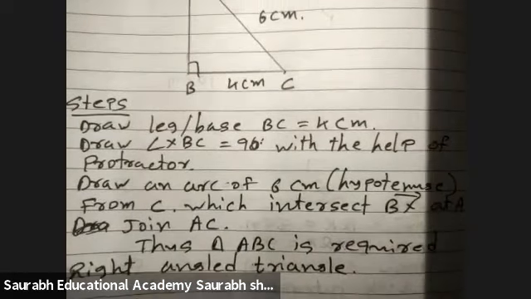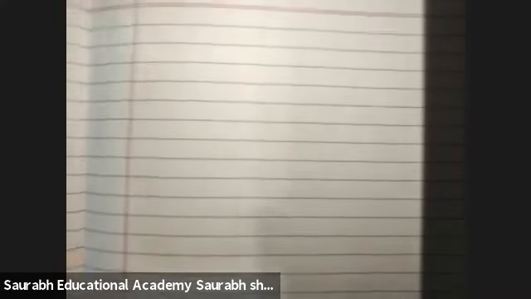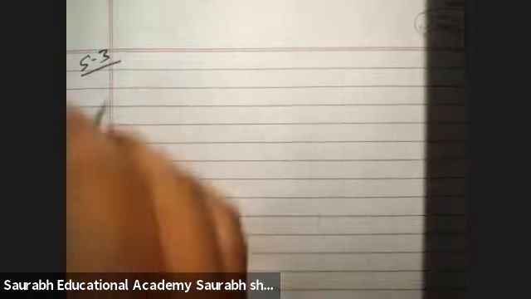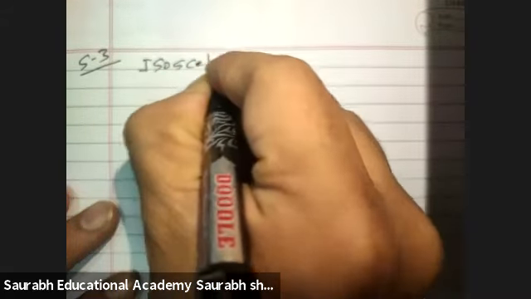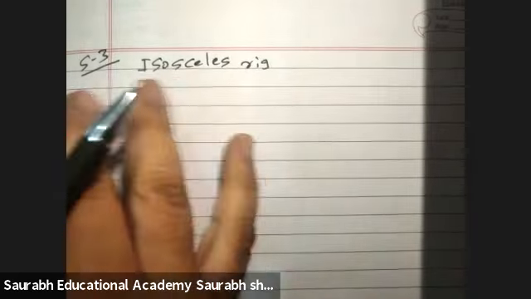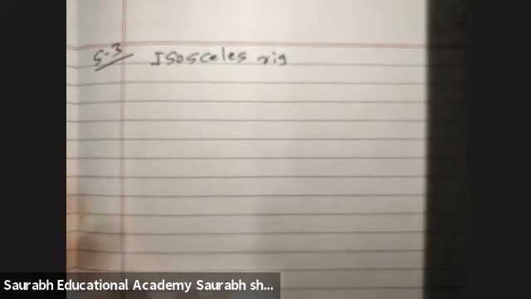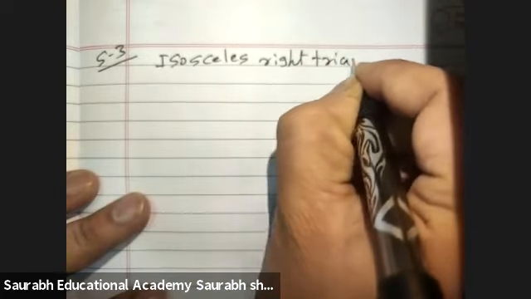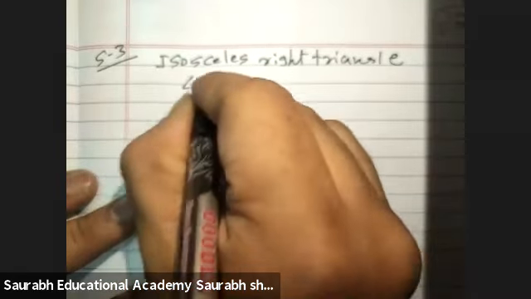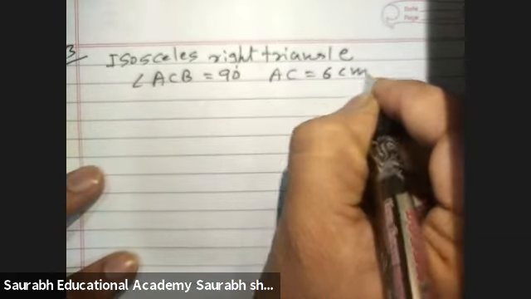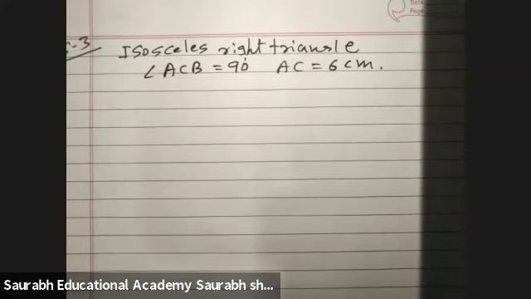Clear? Number two? Yes, sir. Okay. Now, sum number three. Construct an isosceles right triangle. Isosceles right triangle means the sides forming the right angle will be the same. Isosceles right triangle with angle ACB 90 and AC 6 centimeter. Let's construct a rough figure.